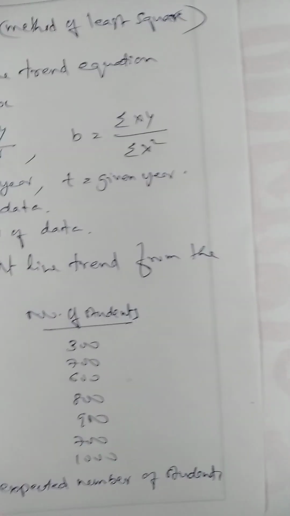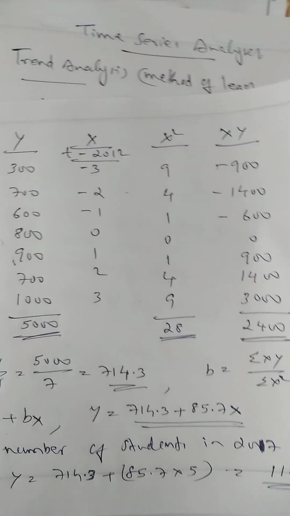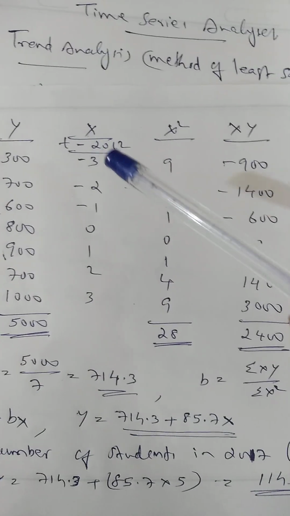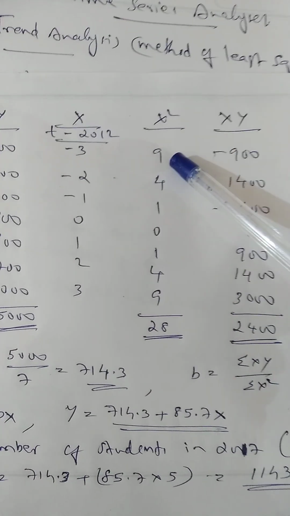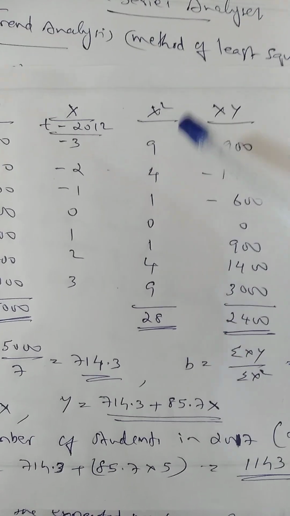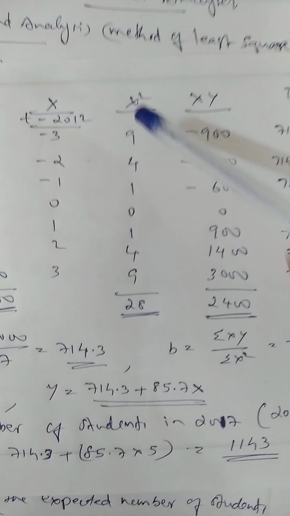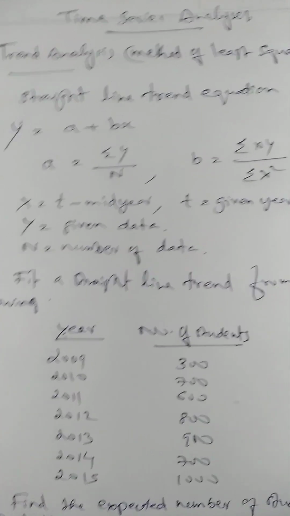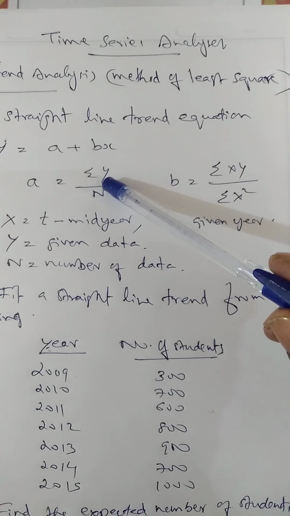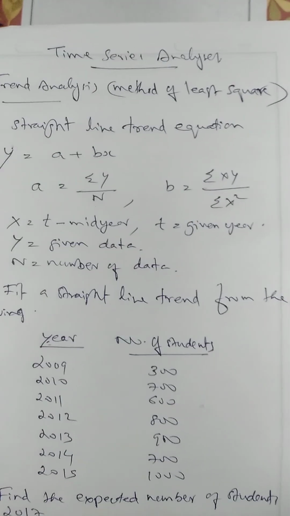Okay. Then we require sigma x square, isn't it? So x is here. Each x is to be squared. Minus 3 into minus 3, 9. Minus 2 into minus 2, 4. In this way, each x value is squared and then take the total, which is sigma x square. Okay. Now we have calculated everything. Sigma y, then sigma xy, then sigma x square. Everything is calculated in this table.